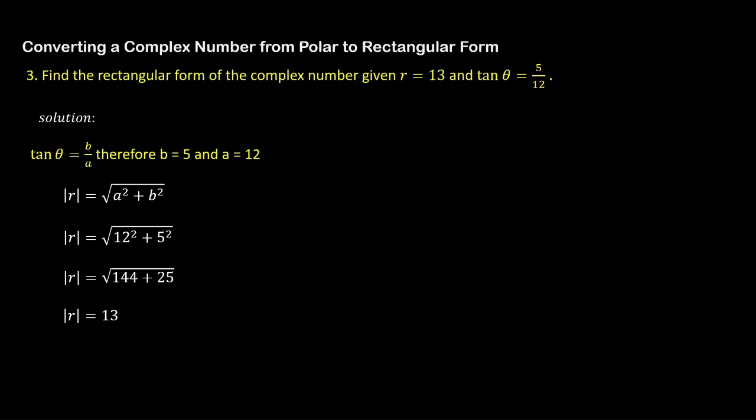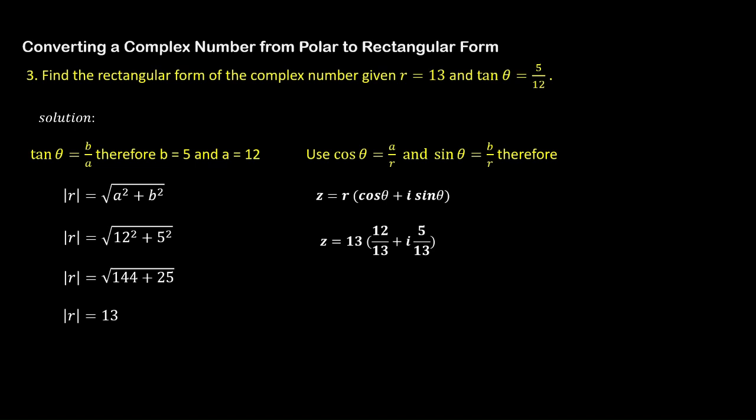So with our values 5 and 12, we will end up having a modulus of 13, which is equivalent to the given. Then we will use the relationships cosine theta equal to a over r and sine theta equal to b over r. Using the complex number in the form r times cosine theta plus i sine theta, we will have z equal to 13 times cosine theta, which is a over r, 12 over 13, plus i sine theta, which is equivalent to b over r, 5 over 13. We will end up with z equal to 12 plus 5i.